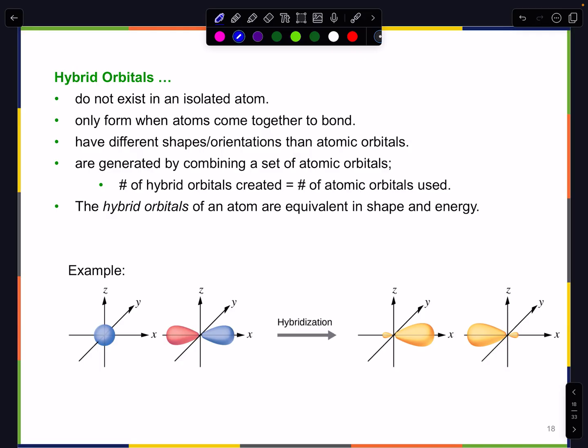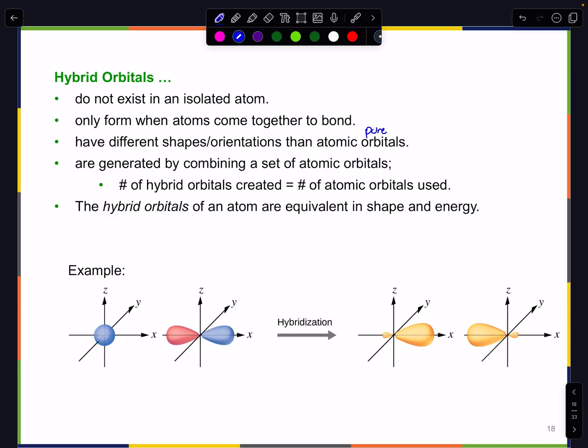Hybrid orbitals. Some things to say about the hybrid orbitals. First of all, they do not exist in an isolated atom, right? They only form when atoms come together to bond, right? It's a theoretical tool, sort of, right? These hybrid orbitals are going to have different shapes and orientations than the corresponding pure atomic orbitals, right? When we talk here about atomic orbitals, we are talking about the pure ones, and these hybrid orbitals are generated by combinations of pure atomic orbitals.